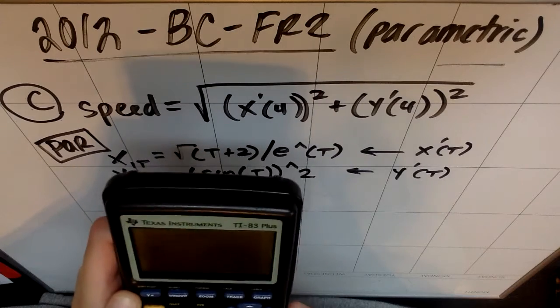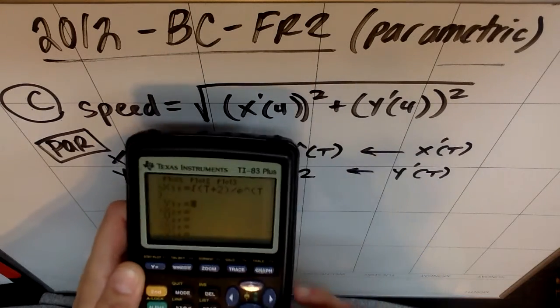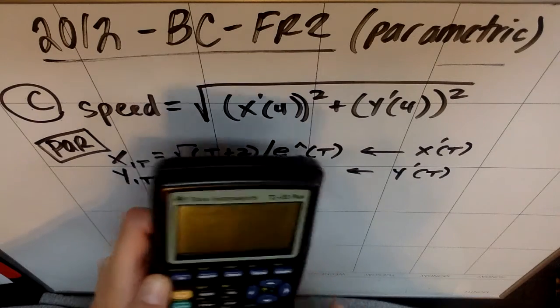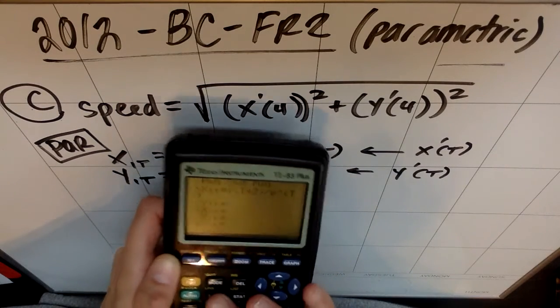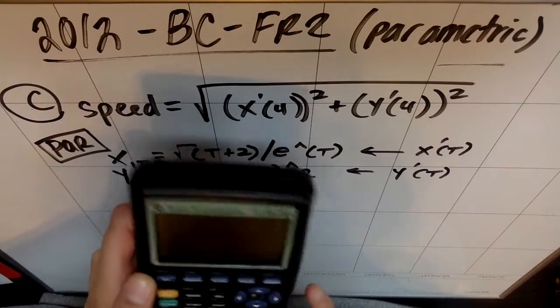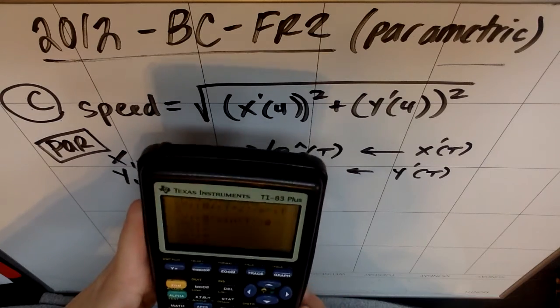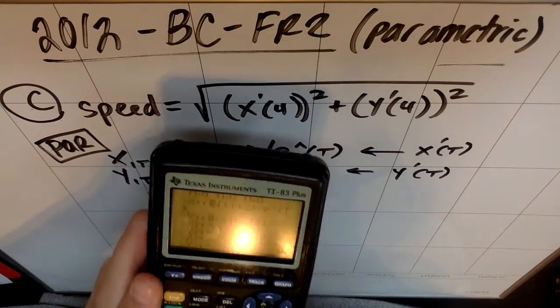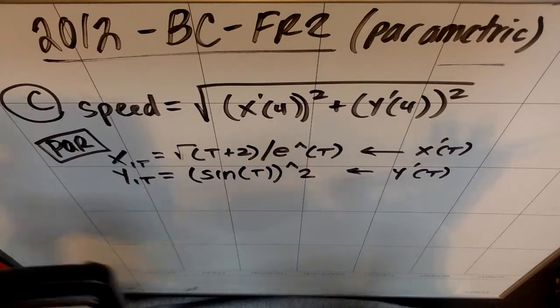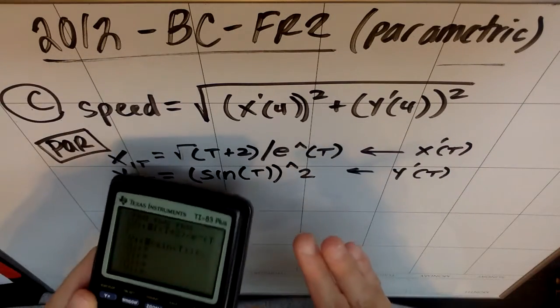So if I type in e to the t, notice that when you're in parametric mode, not only is your y equals different looking, but also your independent variable is t, because it's x comma t comma theta comma n. And then I had a sine of t, whole quantity squared. Okay, so that's just fine. And one option is that you can go ahead and type it in your calculator if you want.